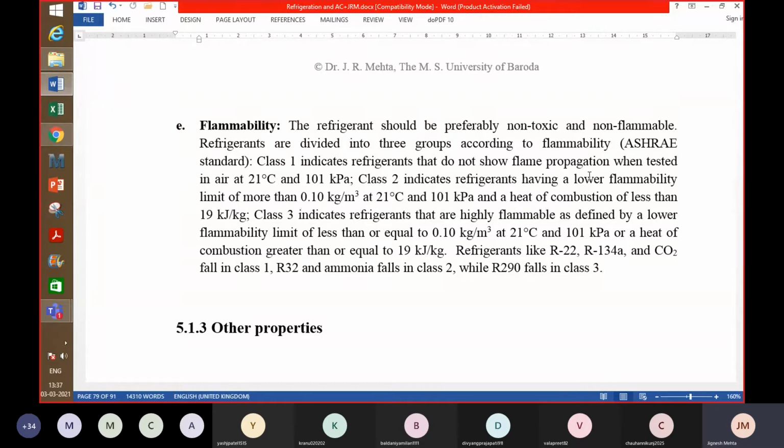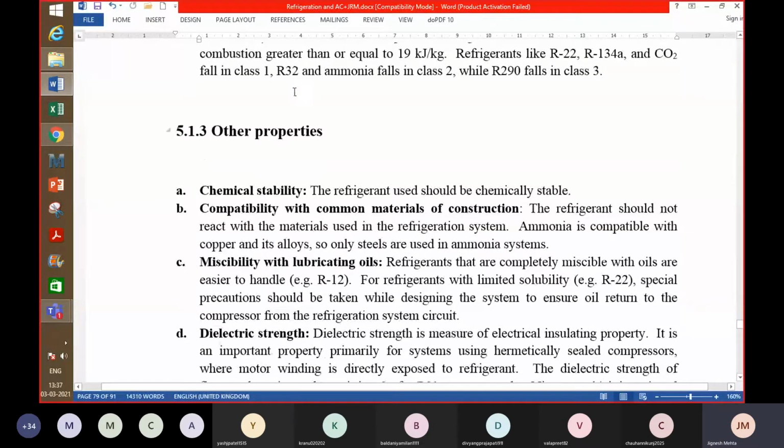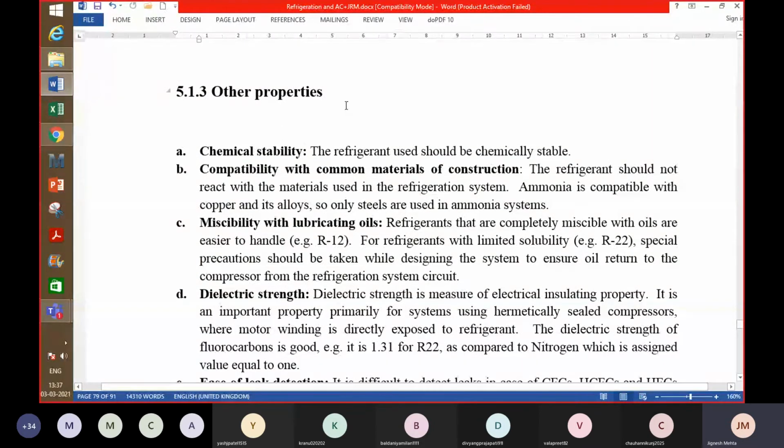And refrigerants like R22, 134A, CO2 fall in class 1, right? So not flammable. R32 and ammonia fall in class 2, while R290, that is propane, falls in class 3. The other properties could also be important. One is chemical stability. Obviously, the refrigerant used should be chemically stable because it has to work in that closed cycle for whatever is the life of the system.